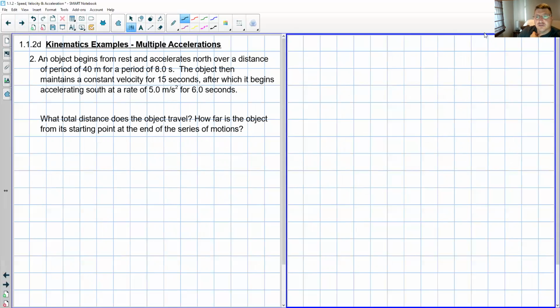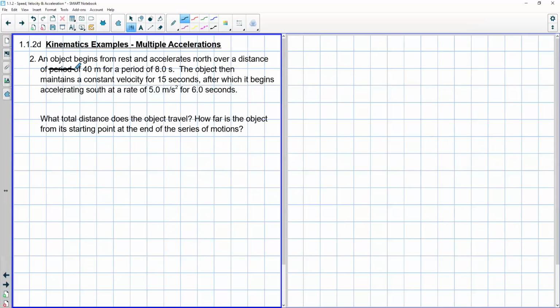All right, so our object begins from rest and accelerates north over a distance of 40 meters. So ignore this piece right here. 40 meters for a period of 8 seconds. The object then maintains a constant velocity for 15 seconds, after which it begins accelerating south at a rate of 5 meters per second squared for 6 seconds. Okay, the only two questions here: total distance traveled, and how far is the object from its starting point at the end of its series of motions.